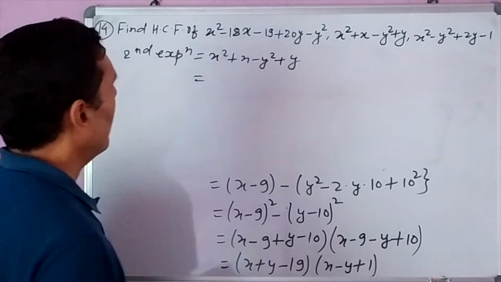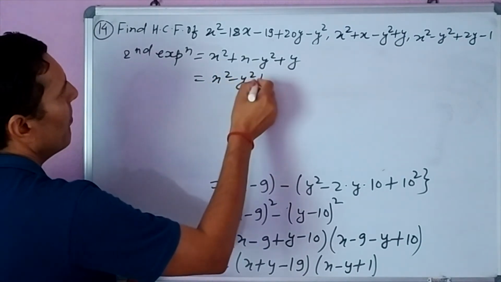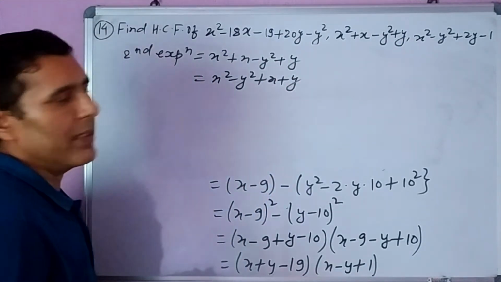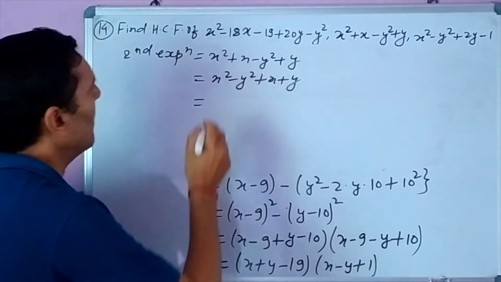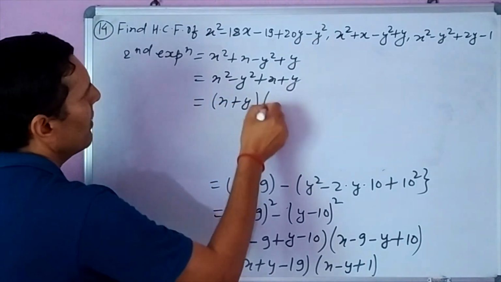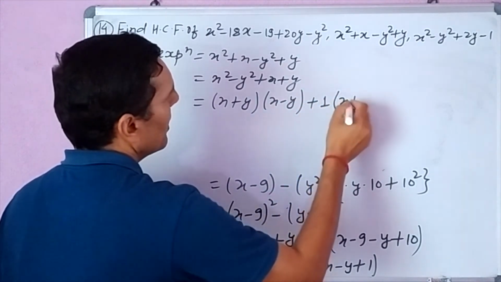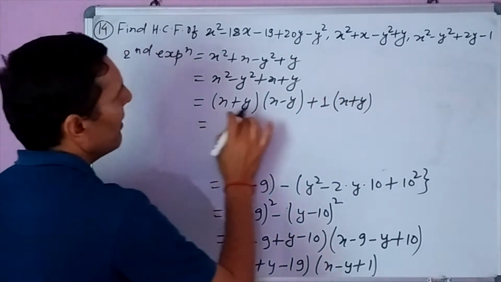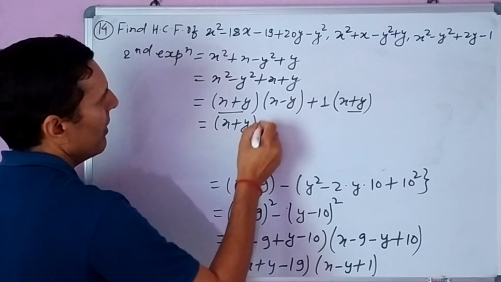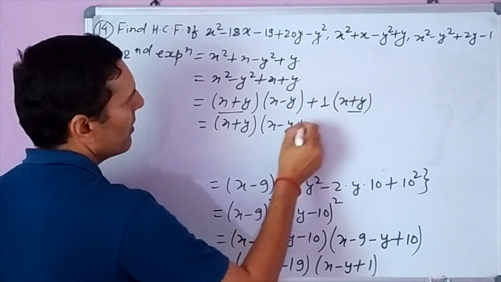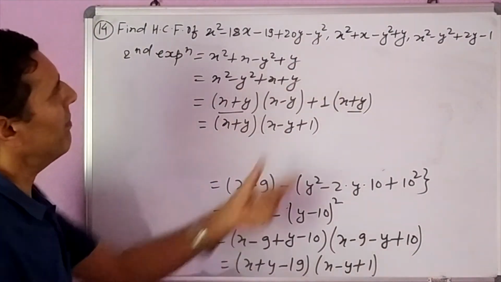Here it can be factorized keeping x square and minus y square together. x square minus y square plus x plus y. We arrange the terms like this. And we use the formula of a square minus b square in x square minus y square. It is x plus y times x minus y. In the last two terms, we can take one common, so it is x plus y. So now we have x plus y common in both the terms, and what is remaining? Here x minus y and here plus 1. So in this way, we could factorize this second expression very easily.